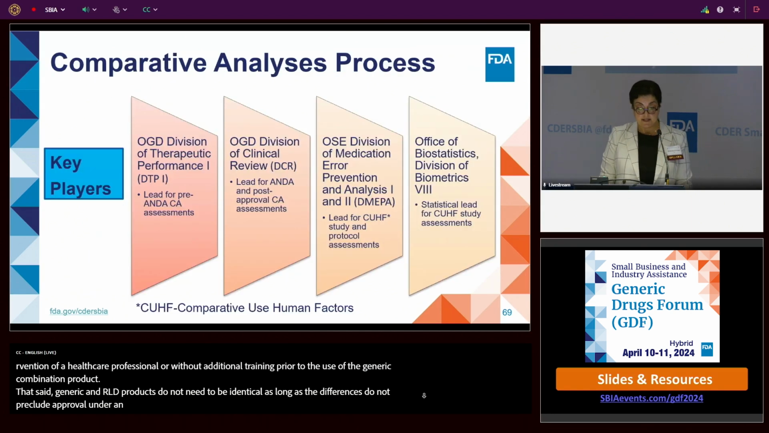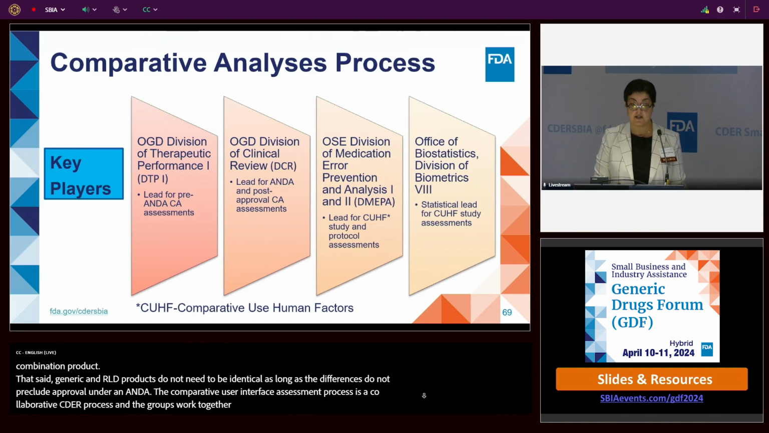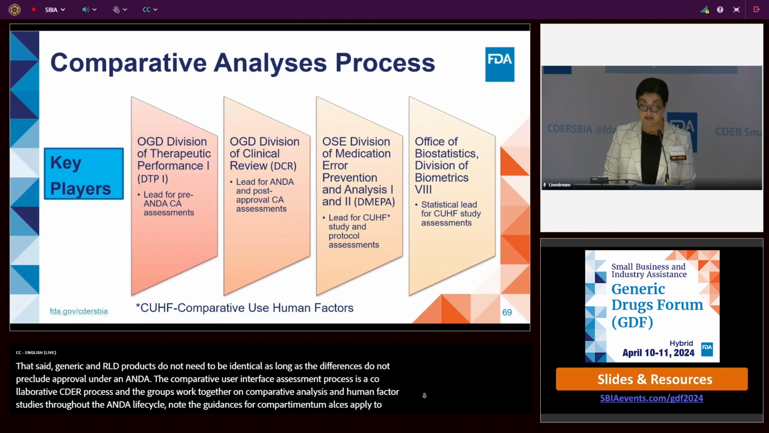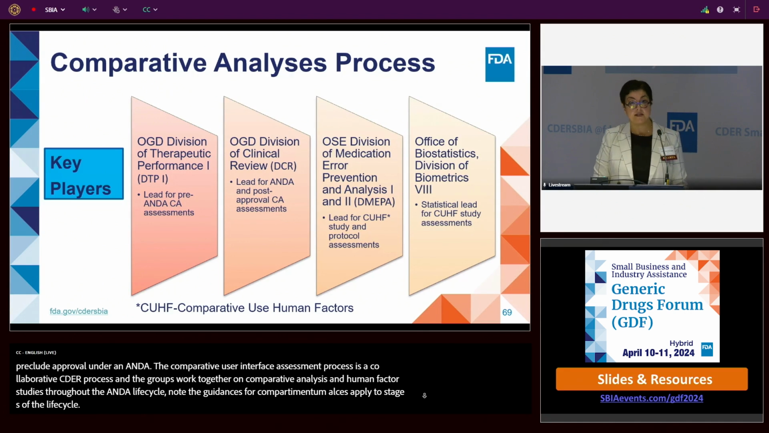The comparative user interface assessment process is a cross-office collaborative CDER process. Our groups work together on comparative analysis and comparative use human factor studies throughout the ANDA lifecycle. Note that the guidances for comparative analyses apply to different stages of the lifecycle. They apply in the pre-ANDA and ANDA submissions, but also in the submission of post-approval changes and supplements. Within the DCR, we are the lead for ANDA submission and post-approval CA assessments of combination products to ensure they have the same clinical effect and safety profile as their RLD.